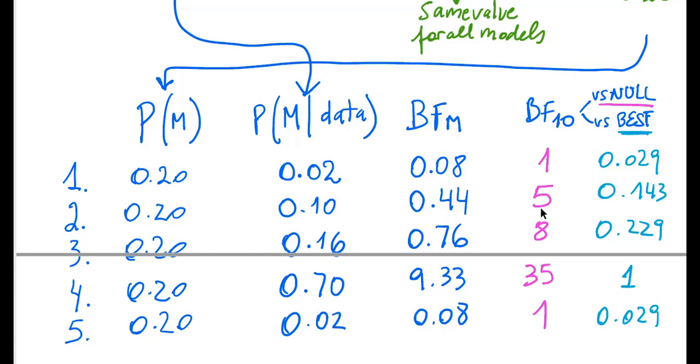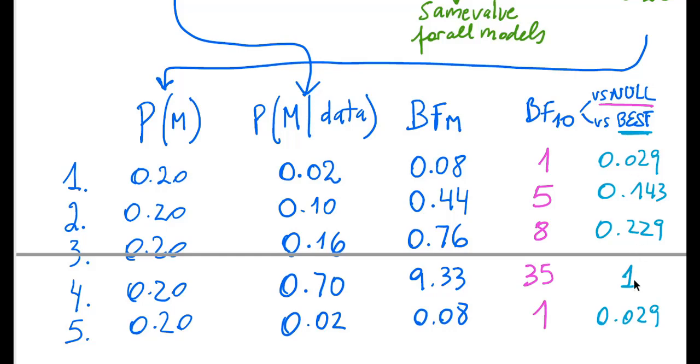In this case, we've got a Bayes factor of 5 because when you do 0.10 divided by 0.02, when we do model 3 over model 1, it is 0.16 divided by 0.02, that's 8 times higher. And when we do 0.70 divided by 0.02 it is 35 times higher. And 0.02 divided by 0.02 is the same, it is 1. So that is comparing versus the null model.